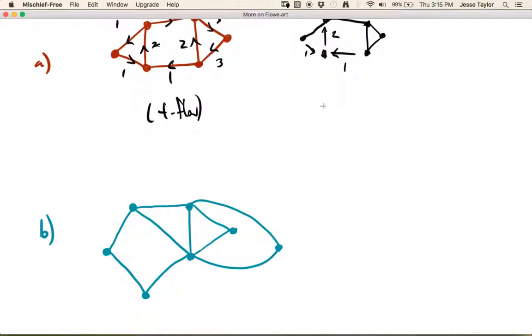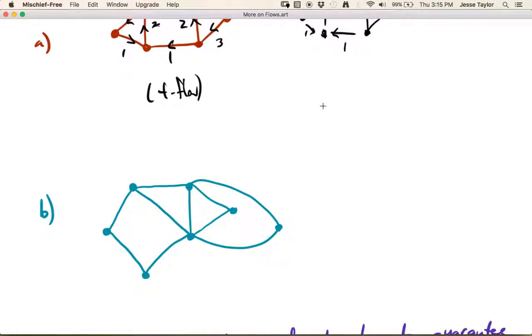Okay, so let's just do one more of these. So maybe this graph here in teal. So again, you might try thinking about doing this if you want to pause and do it on your own. Okay, so we'll start doing ours. So I'm just going to assign some sort of random edges here.